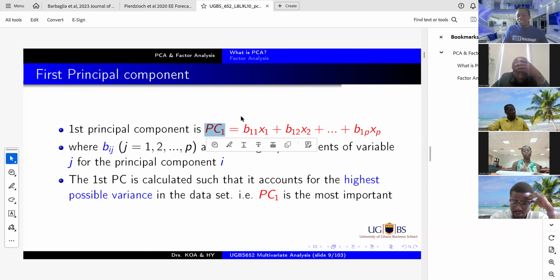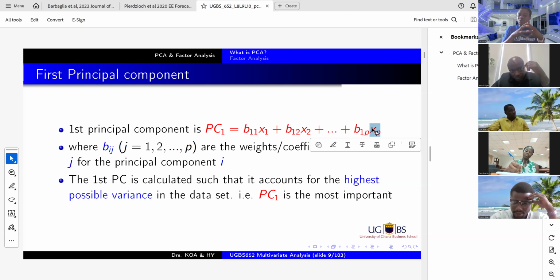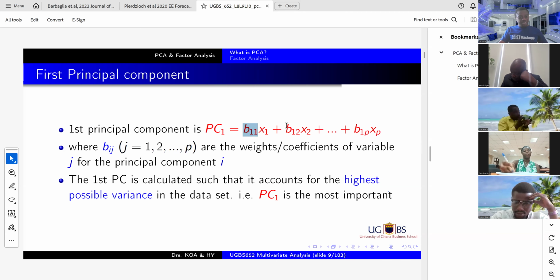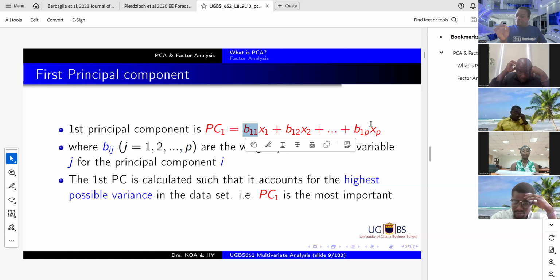If you look at the first principal component here, PC1, you will see that PC1 is a linear combination of X1, X2, all the way up to XP. But it is not just a linear combination. It is a weighted linear combination. The weights are B11, B12, B13, all the way up to B1P. Now, the weight, this is very interesting. The weight is telling you the importance that a particular variable is given in the principal component.